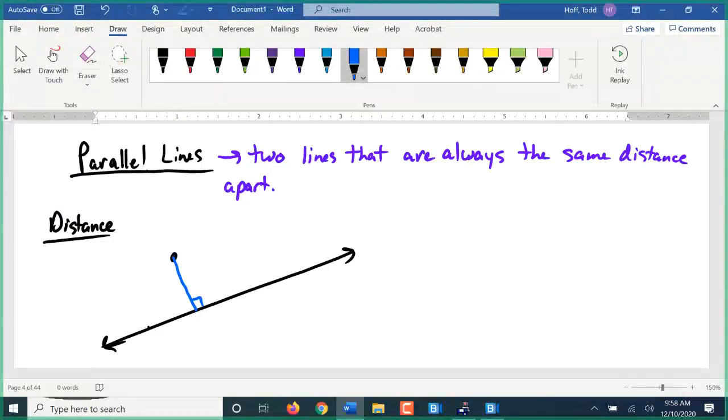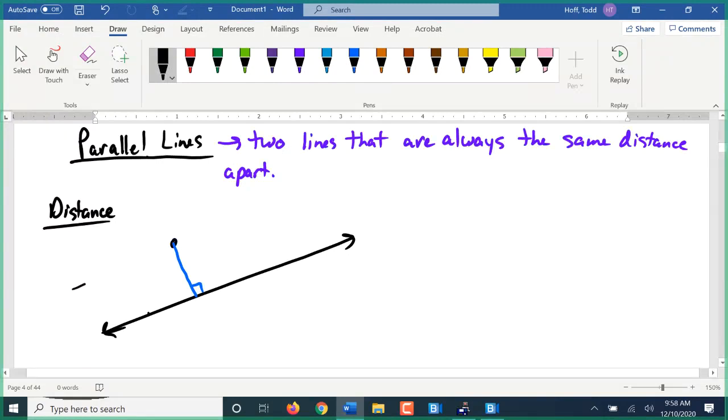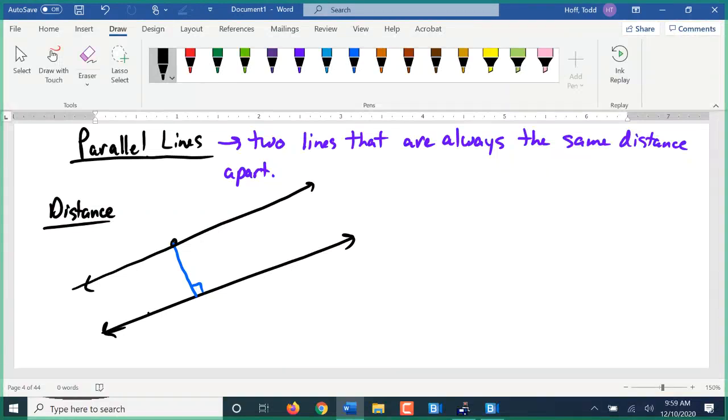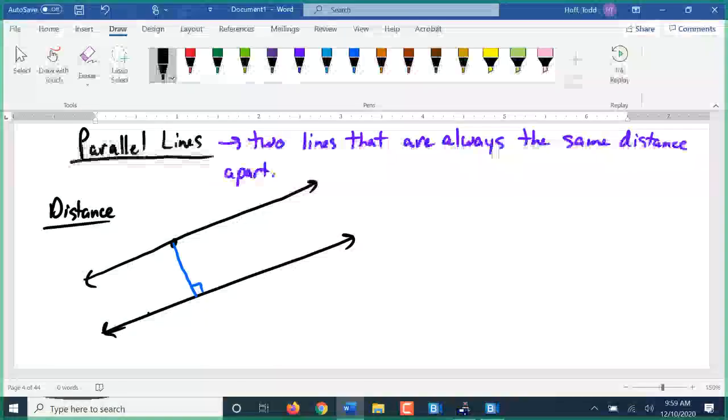So if I have two lines and I want to measure the distance between those lines, I pick a point on one line and make a segment that's perpendicular to the other line. That's the distance.